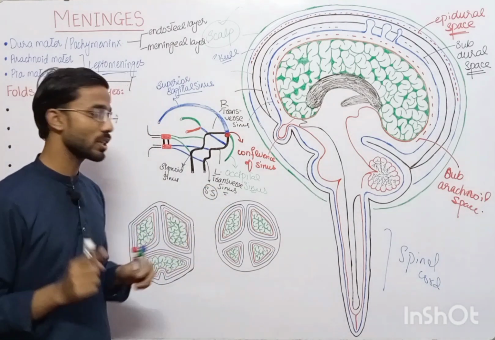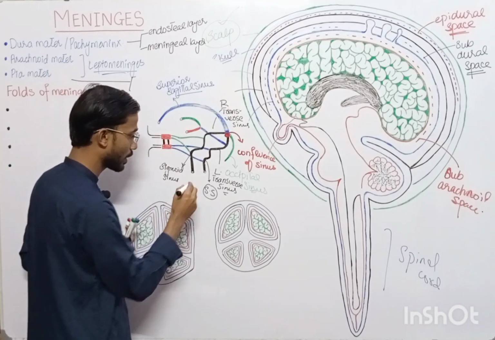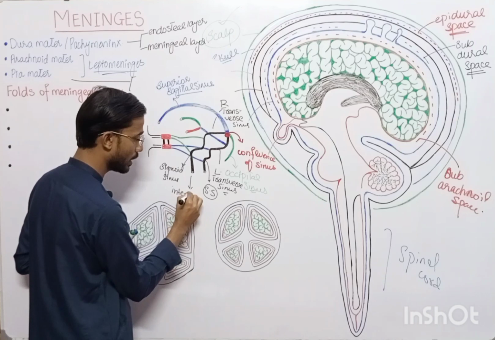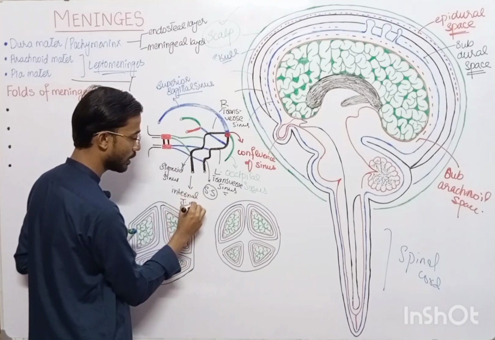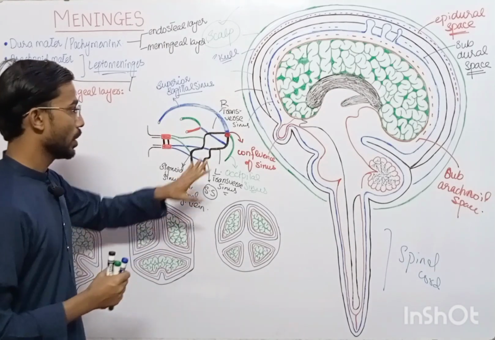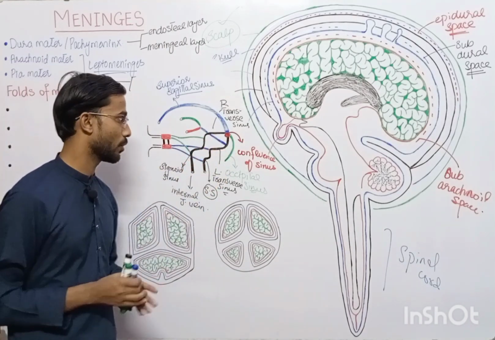And last, it will drain into the internal jugular vein. So this is the last part. So, from the junction, three sinuses will evolve.